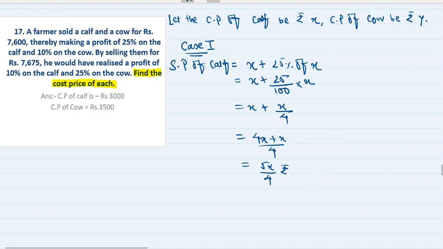What did I do to find the selling price? I took the cost price of calf and I added 25% of X, that is 25% of the cost price, to the cost price. So I can find the selling price of calf, which is 5X by 4. Correct? In the same way, I will find the selling price of cow. What will be the selling price of cow? See, the profit on cow was 10%.